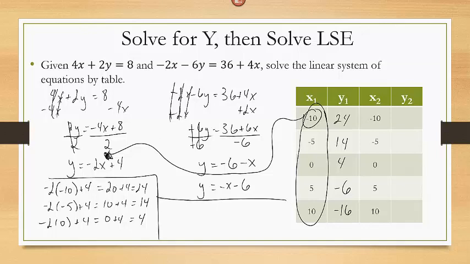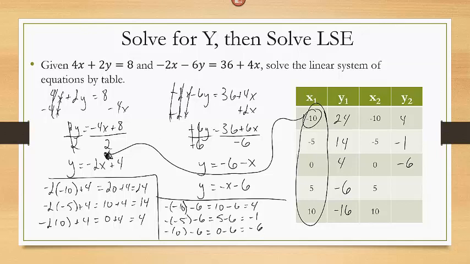Now let's focus on our second equation. Let's plug in negative 10. So negative negative 10 minus 6 is 10 minus 6 equals 4. Let's plug in negative 5. So negative negative 5 minus 6 equals 5 minus 6 equals negative 1. So 4, negative 1. Now let's plug in 0. So negative 0 minus 6 equals 0 minus 6 equals negative 6.